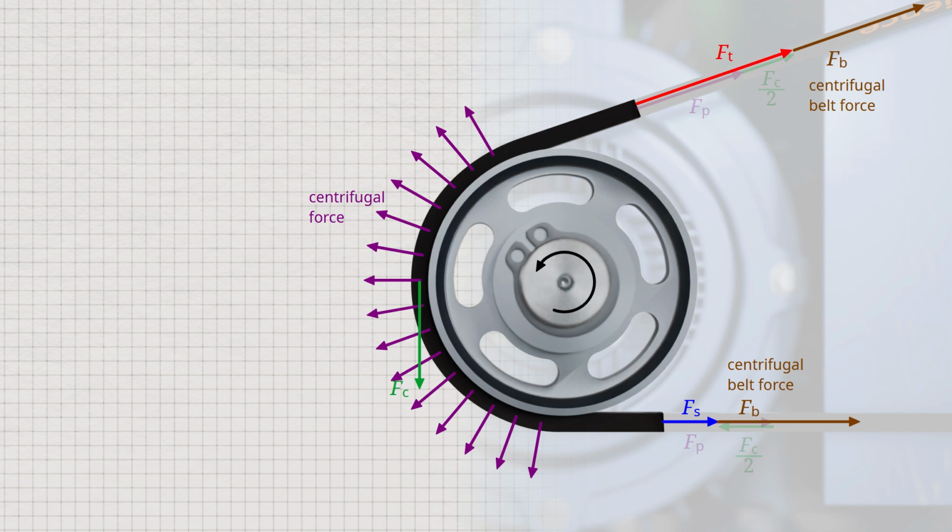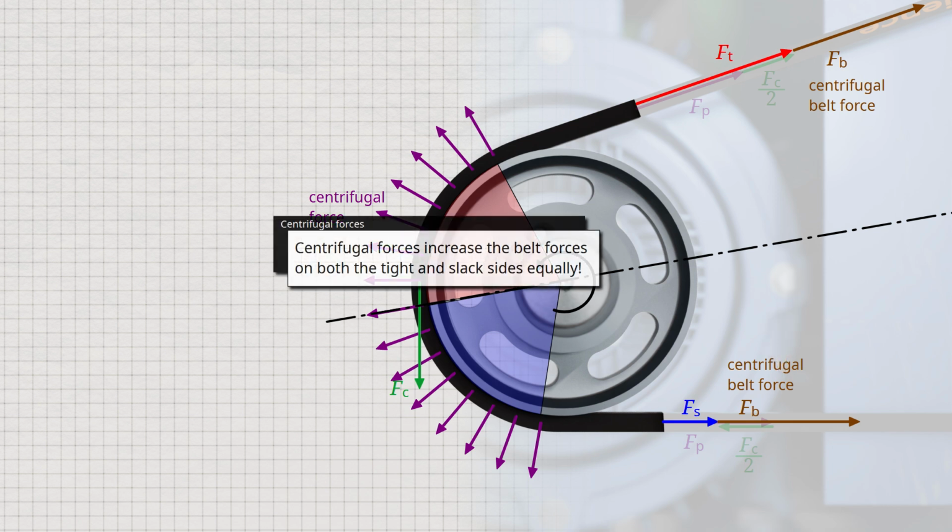If the deflection of the belt on the slack side is neglected, the centrifugal forces are distributed symmetrically with respect to the center line of the two pulleys. Therefore, the resulting centrifugal force acts along this line. Due to the symmetrical distribution of the centrifugal forces, it is clear that they act equally on both belt sections. The belt force on the tight side is thus increased by the centrifugal forces to the same extent as the belt force on the slack side. So note, centrifugal forces increase the belt forces on both the tight and slack sides equally.